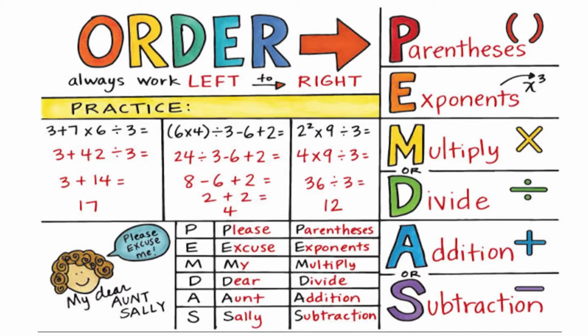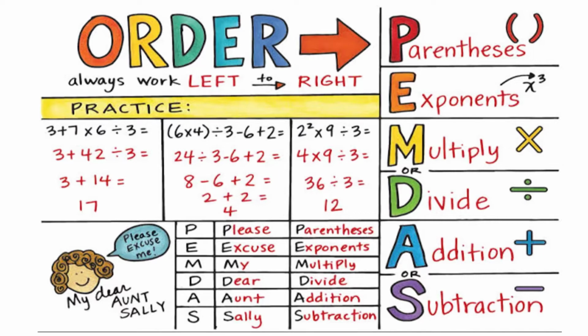We've got 6 into 4 in a bracket or parenthesis by 3 minus 6 plus 2. Since we have parentheses or brackets, we will solve them first. So what is 6 into 4? It is 24. Then we will do the multiplication part. Oh, we don't have a multiplication, so let's move on to the division part. 24 by 3, which is 8. Then our final equation will be 8 minus 6 plus 2.